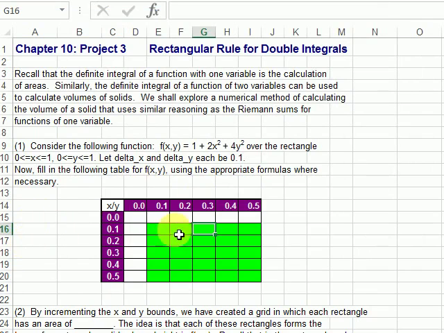Now you just calculate. Plug in 0, 0, then the function value at that point is 1. And when you plug this in, be careful: 0 is the x value and 0.1 is the y value. So 0.1 squared is 0.01 multiplied by 4 is 0.04, and 0 squared times 2 is 0, so this one should be 1.04. So you just fill out this one.